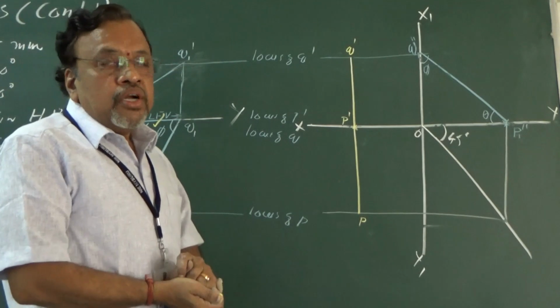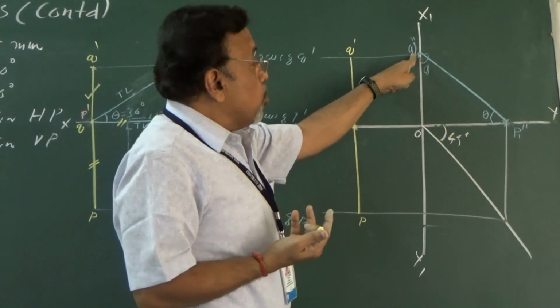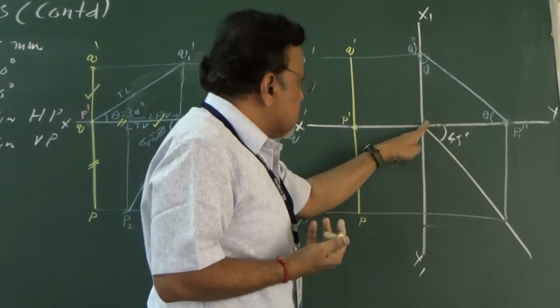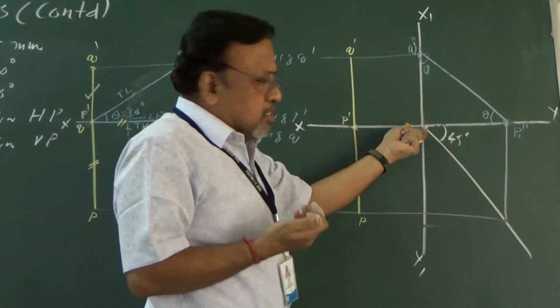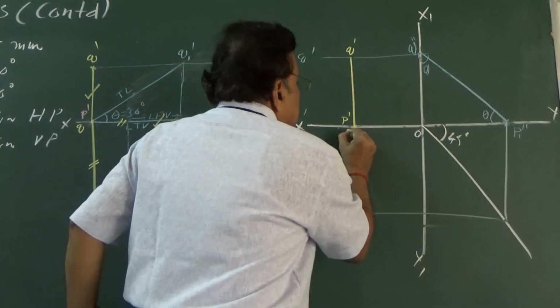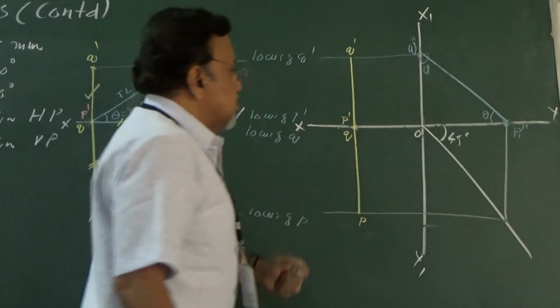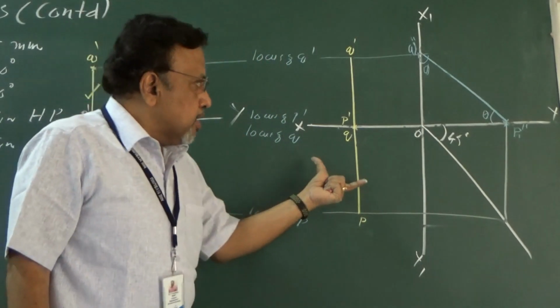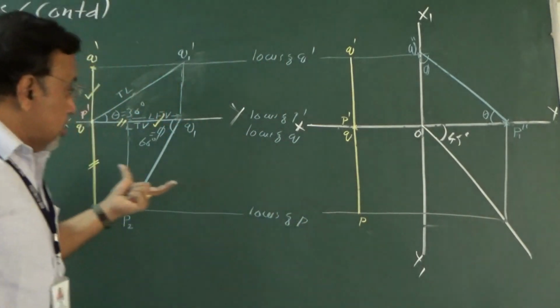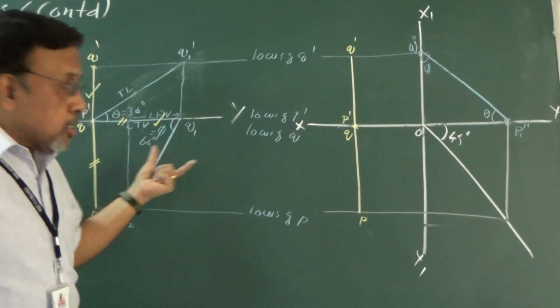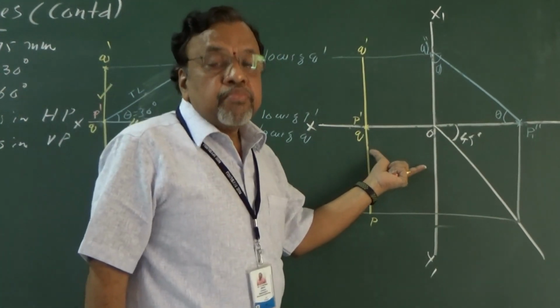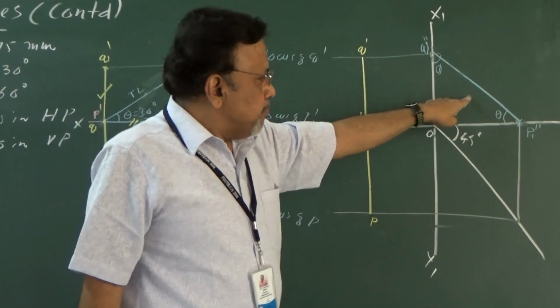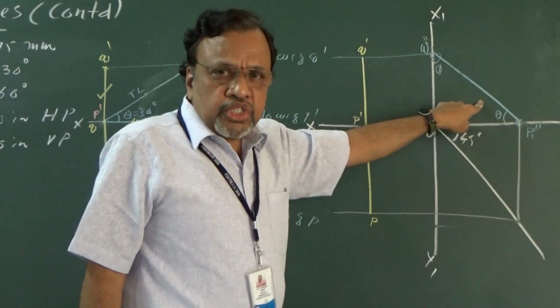What about Q now? See, Q is in VP. Since Q is in VP, I will draw the projector. That is, the VP distance is 0, so I am going to get it here itself. So this will be your point Q. So don't you feel this method is very simple? Because otherwise I would need to do it in 3 stages, but this I can simply do in a single stage, because the line is contained in the profile plane. Is it okay? Thank you.